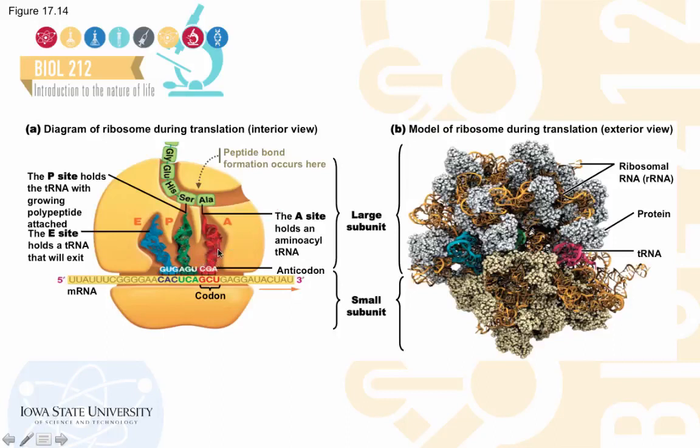This cartoon image shows the 3 distinct sites occupied by the 3 tRNA molecules: the A site, which accepts an amino-acyl tRNA, the P site, where a peptide bond is formed between the incoming amino acid, which is added to the growing polypeptide chain, and the E site, where tRNA molecules that have already given away their amino acids exit the ribosome. Panel B shows a model of the same ribosome during translation.